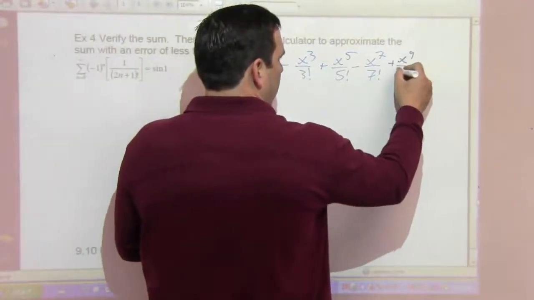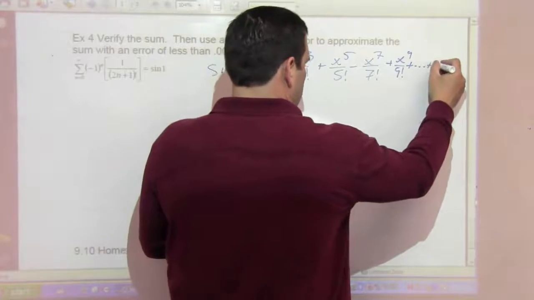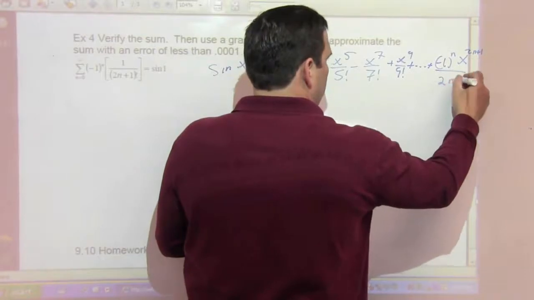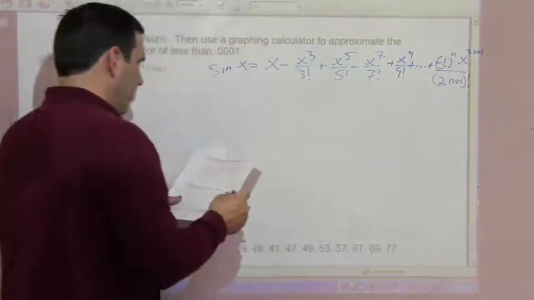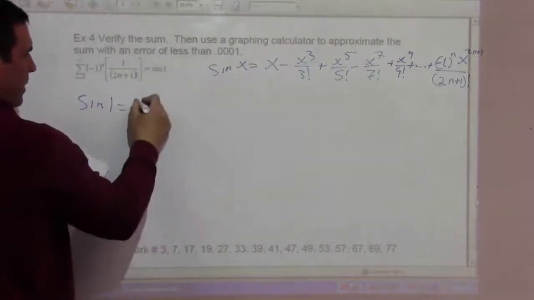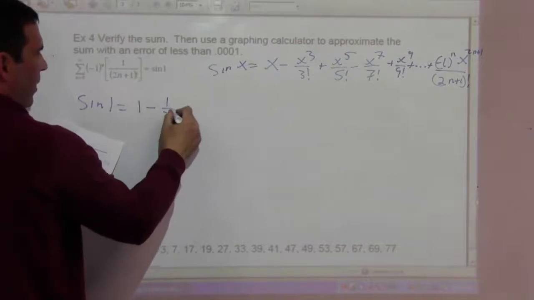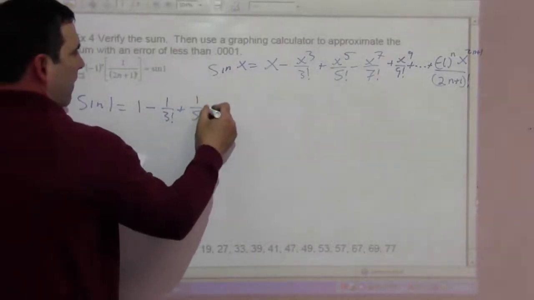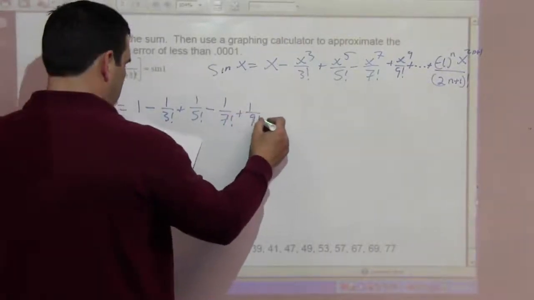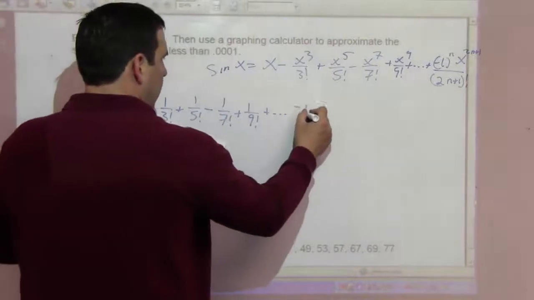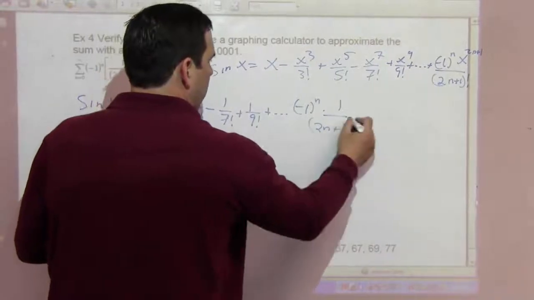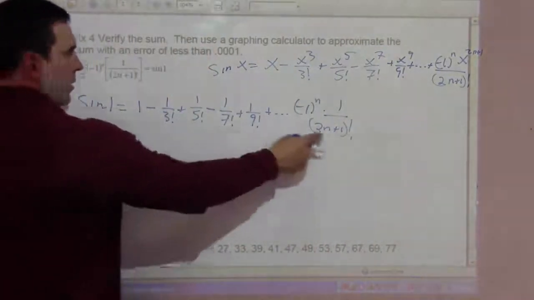Plus x to the 9th over 9 factorial plus negative 1 to the n x to the 2n plus 1 over 2n plus 1 factorial. So sine of 1 is going to be, 1 goes in place of these x's. 1 minus 1 over 3 factorial plus 1 over 5 factorial minus 1 over 7 factorial plus 1 over 9 factorial plus negative 1 to the n times 1 over 2n plus 1 factorial. This generates the odd terms.